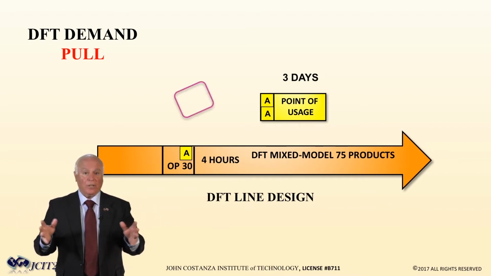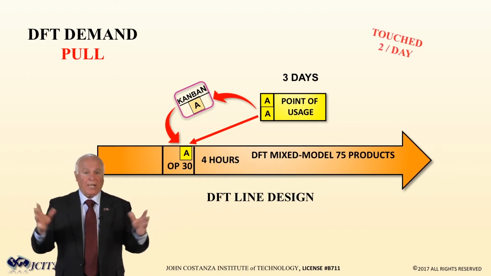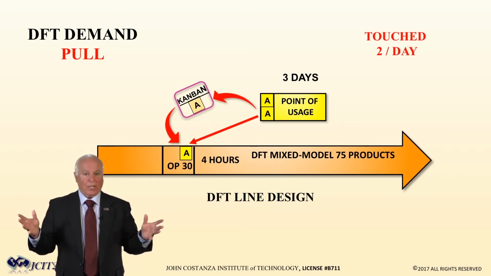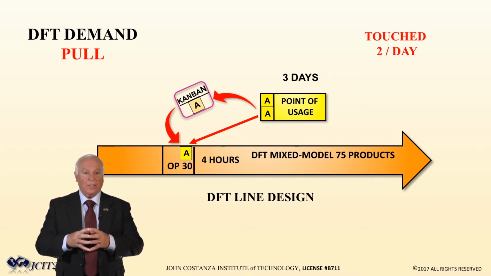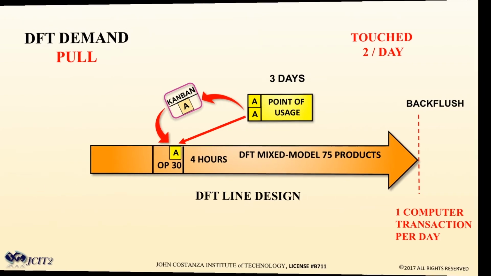The Kanban card on the empty container will direct a material handler to a location at a point of usage supply area where additional material is located. The additional material is then pulled back to the operation in the line. When the product is completed, we will use a technique called backflush to relieve the inventory that was consumed by the product. Simply put, if you built the bicycle, use the 2 tires in its bill of material.